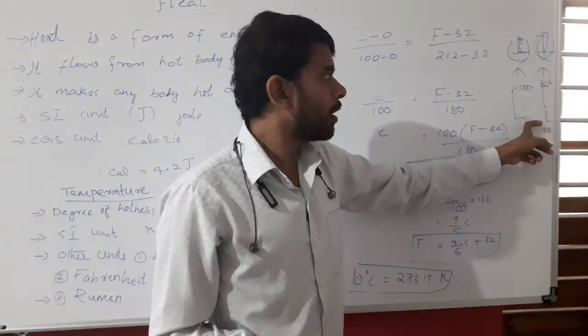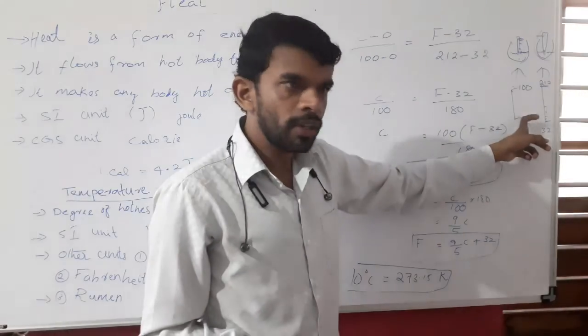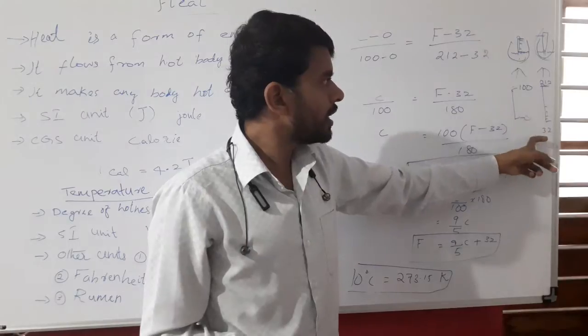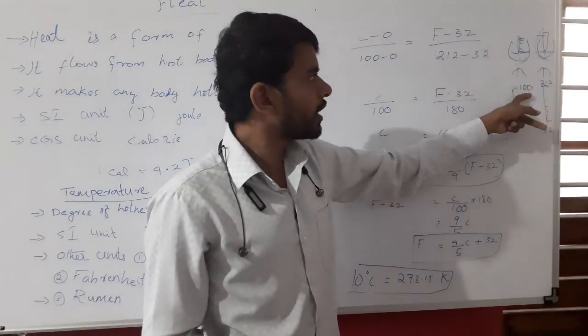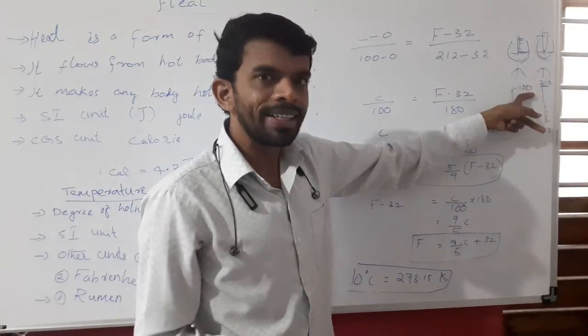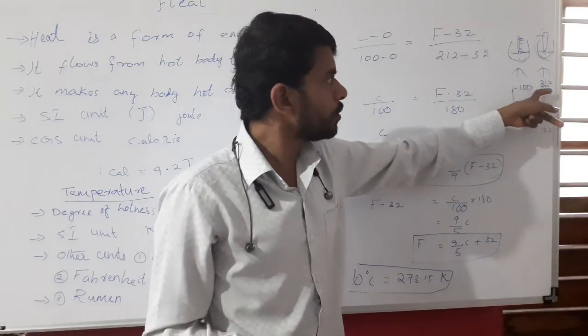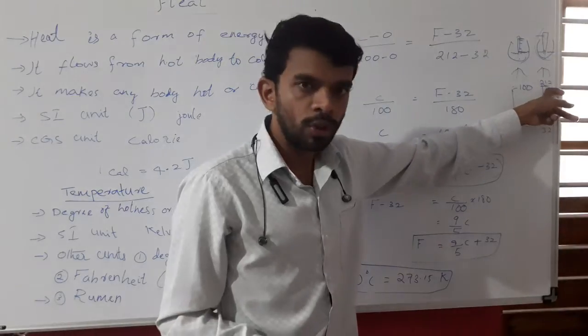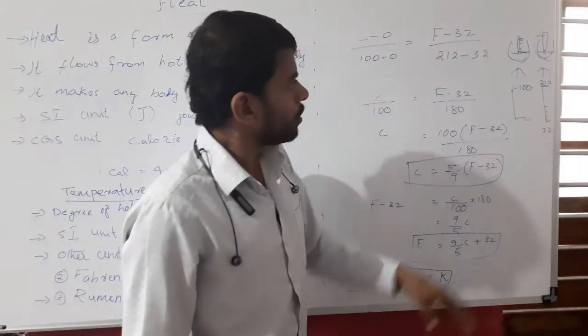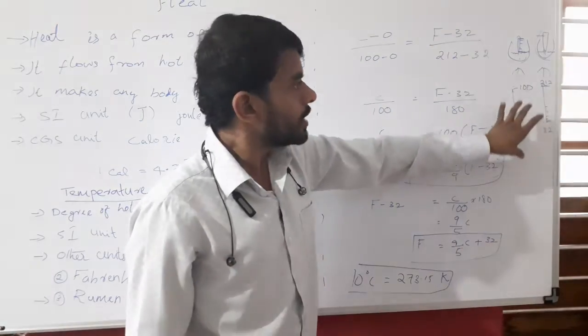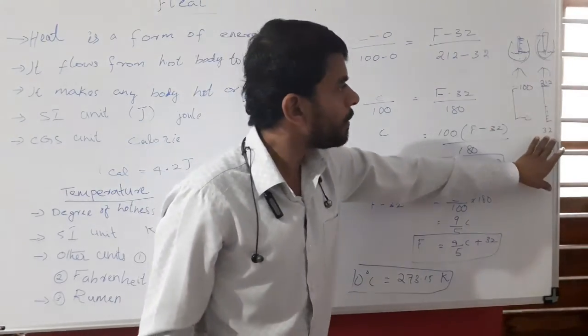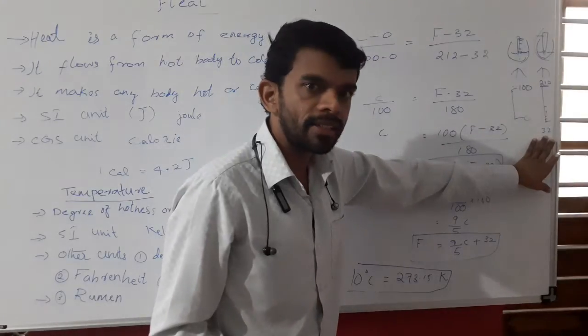Here we are giving marking as 0. This 0 marking is equal to the marking here, 32. Here we are giving marking as 100. This 100 is equivalent to this 212. Now this one we will consider as the Celsius scale, and this one we will consider as Fahrenheit.